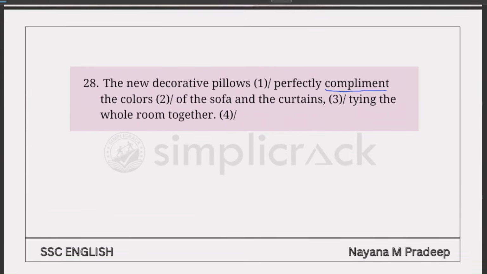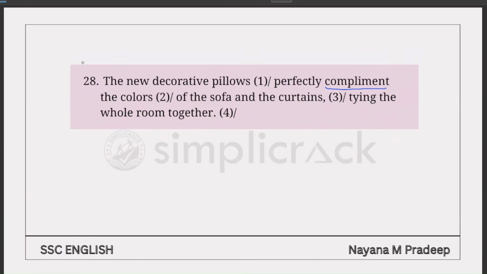Now, in this sentence, which of these is the correct one? The new decorative pillows perfectly complement the colors of the sofa and the curtains. So, these pillows are added to the sofa and the curtains in order to enhance its look, enhance its appearance. So here it is not compliment with an I, it is complement with an E. Okay.